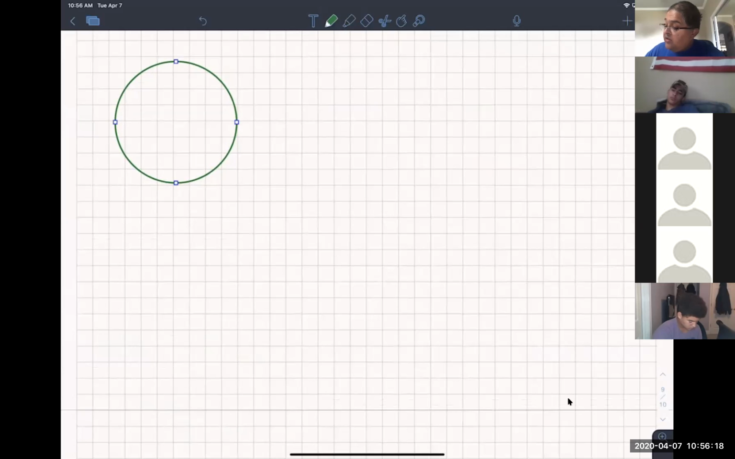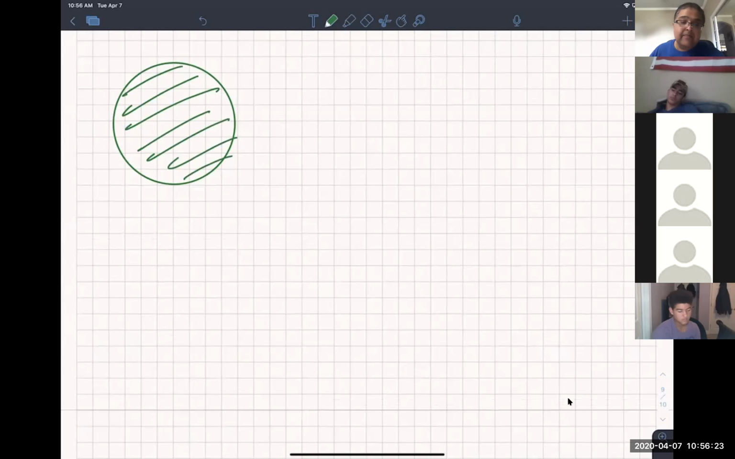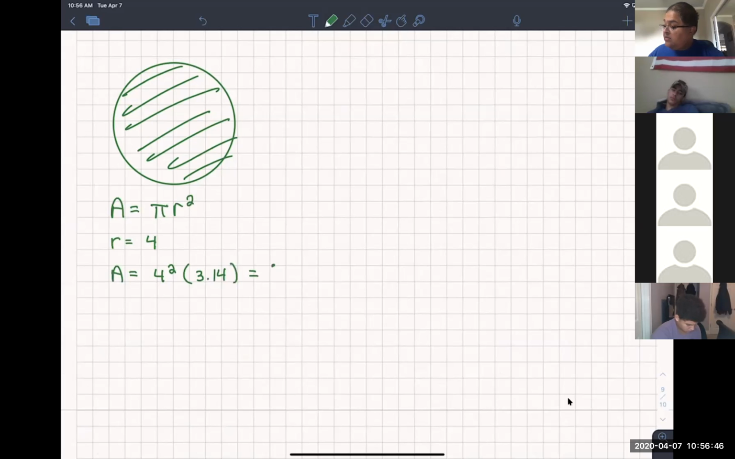So the area of a circle is the actual inside. And the formula for area is pi times the square of the radius. So if the radius of a circle is 4, then the area would be 4 squared times 3.14, whatever that is in your calculator. So 16 times 3.14. Or the way we write it in exact terms is 16 pi.